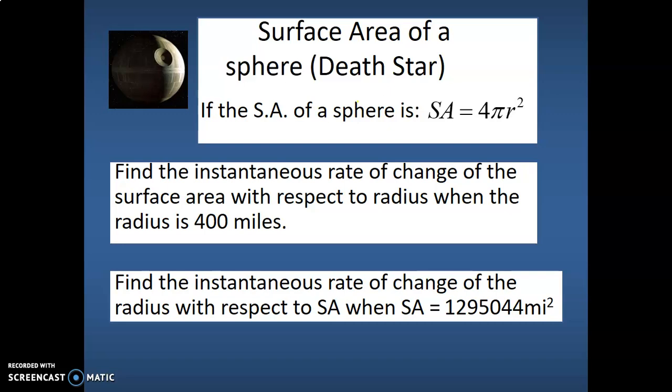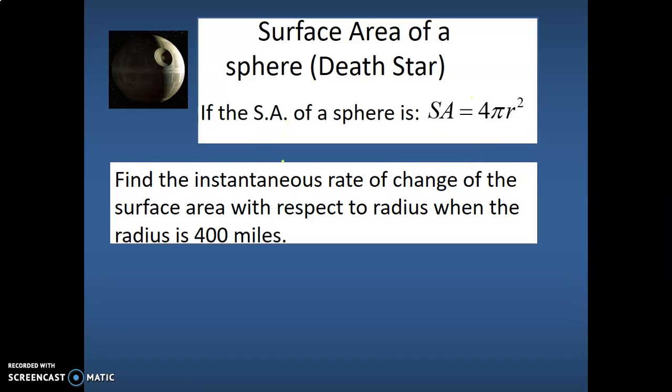All right, so we've got a sphere, and we're looking at surface area this time, and the formula for surface area is 4 pi r squared. So the first one, find the instantaneous rate of change of the surface area with respect to the radius when the radius is 400 miles. So I want to find the derivative of surface area with respect to the radius. That's what it's asking for when the radius is 400.